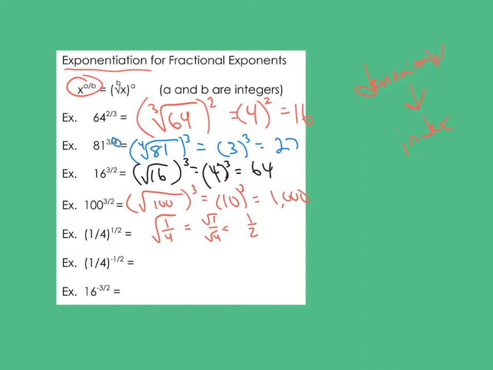I'm going to say 16 to the negative 3/2 power is going to be 1 over 16 to the positive 3/2 power, which is 1 over the square root of 16, all raised to the third, right, all raised to the third. Square root of 16 is 4, which is 1 over 64.